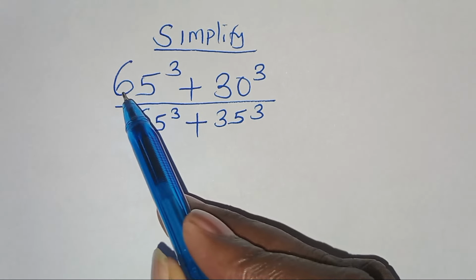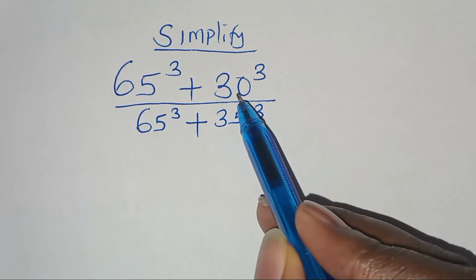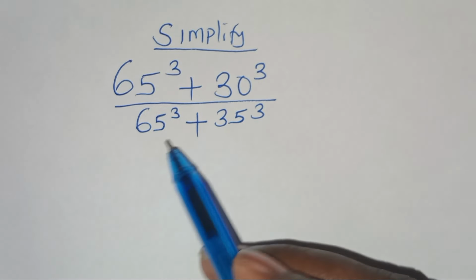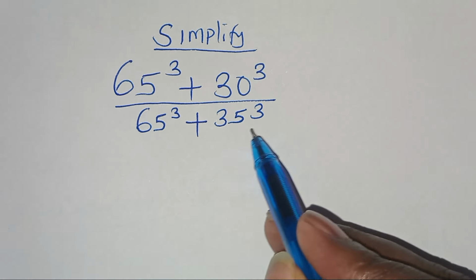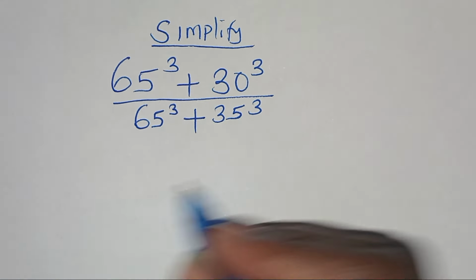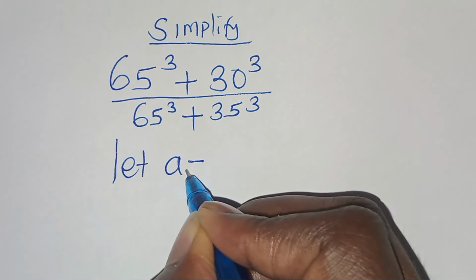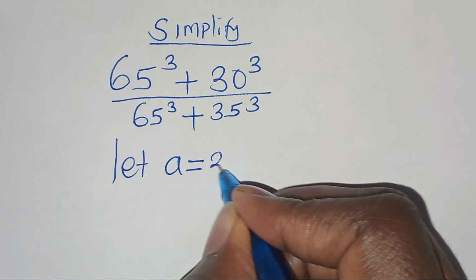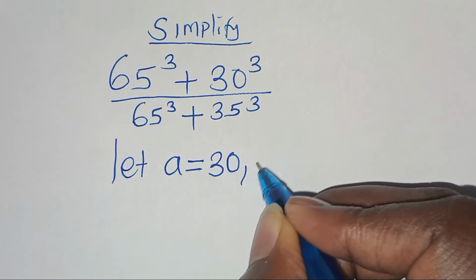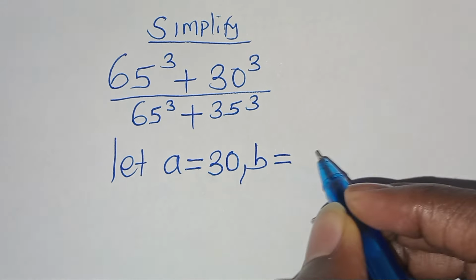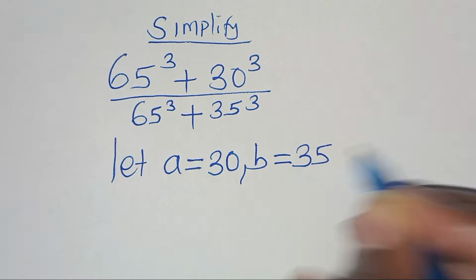So we have 65 to the power of 3 plus 30 to the power of 3, divided by 65 to the power of 3 plus 35 to the power of 3. So we can let A be equal to 30 and we can let B be equal to 35.